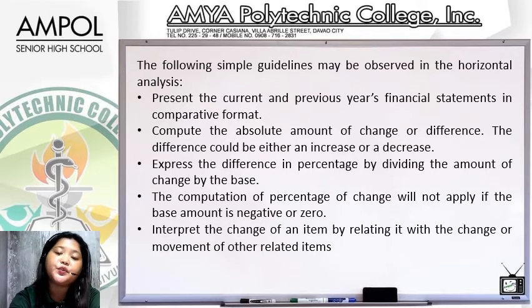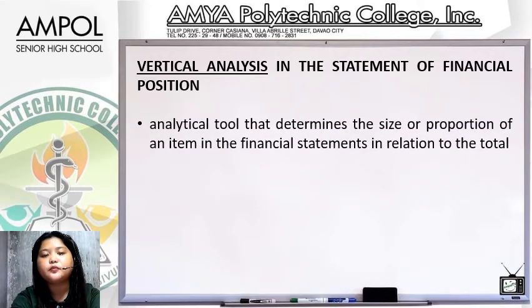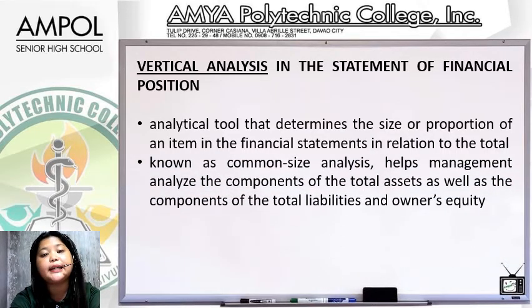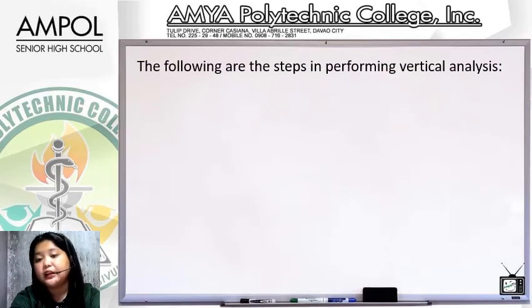Now we are going to proceed with vertical analysis, vertical analysis in the statement of financial position. It is an analytical tool that determines the size or proportion of an item in the financial statements in relation to the total, and it is also known as common size analysis. This helps management analyze the components of the total assets as well as the components of the total liabilities and owner's equity.